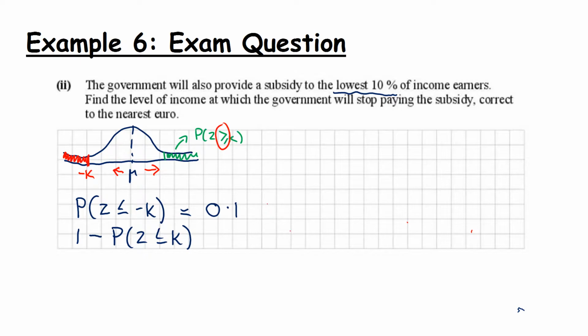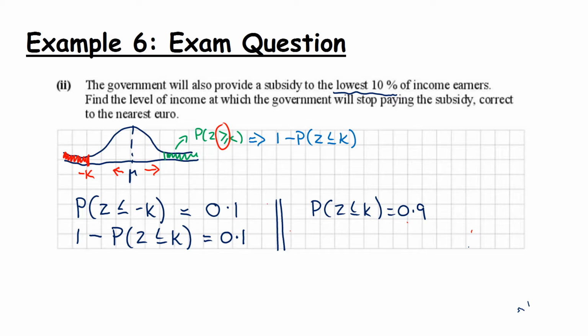So then we have to say, well, instead of that, I will do 1 minus the probability that Z is less than or equal to K. And that comes from the fact that the area underneath that whole curve should add up to 1. Okay, so this should then give me 0.1 here. I'm going to rearrange, so I'll get the probability that Z is less than or equal to K, and that gives me 0.9. I can look that up in the tables.